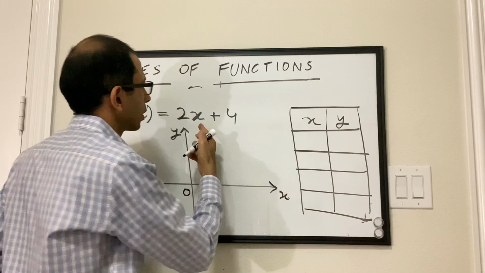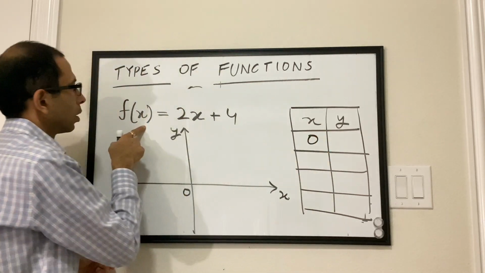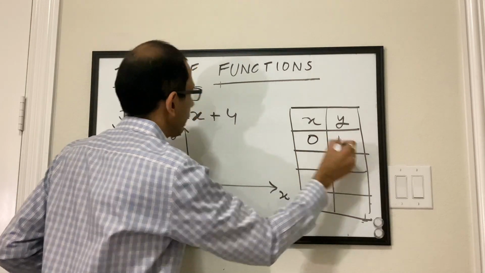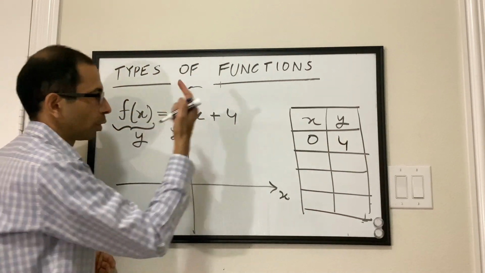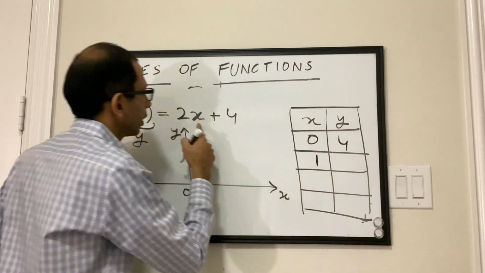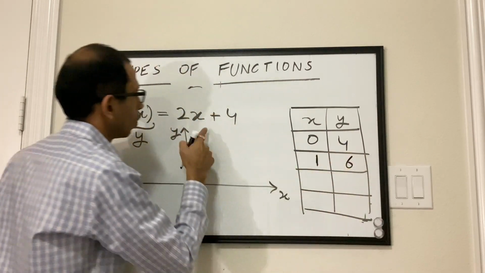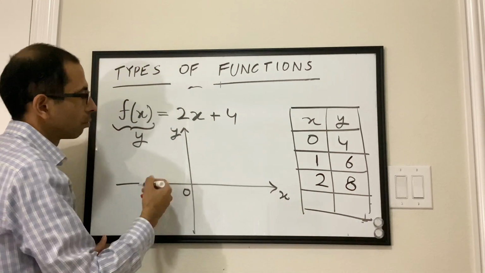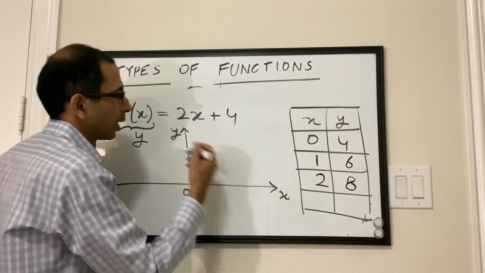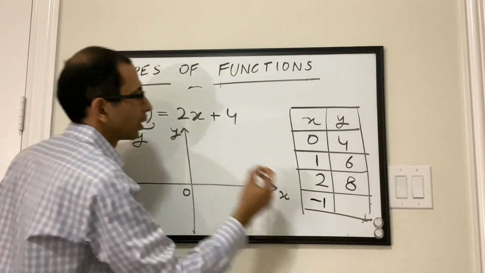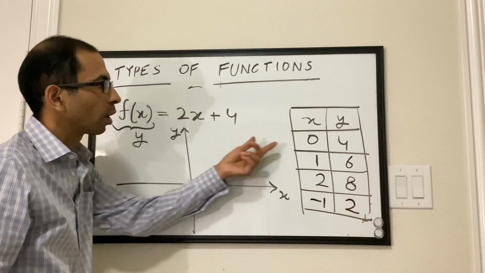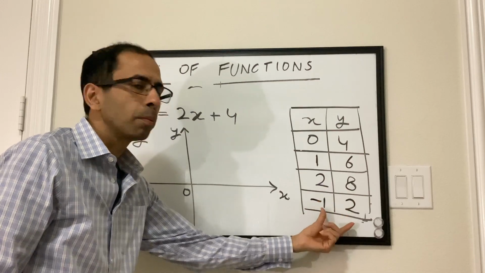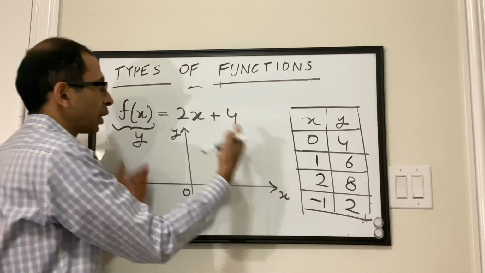So let's start, let's say, with 0. When x is 0, the function's value, or basically the y value, will be 4, right? 2 times 0 is 0 plus 4 is 4. When x is 1, this will give you 6. When x is 2, this will give you 8. Maybe we can take a negative value of x. When x is minus 1, it will give you 2. So essentially, we got some points like (0, 4), (1, 6), (2, 8), (-1, 2). These are some of the points on this graph.